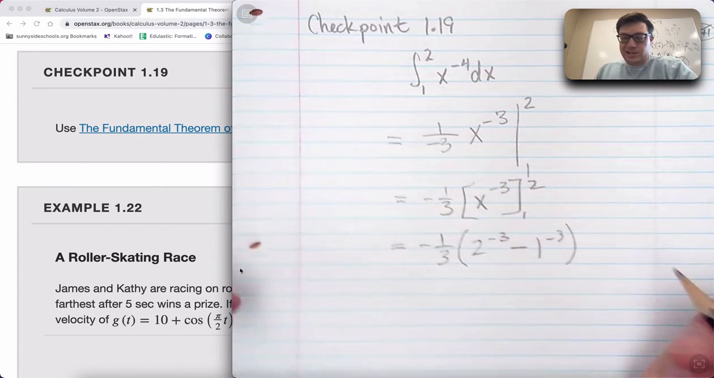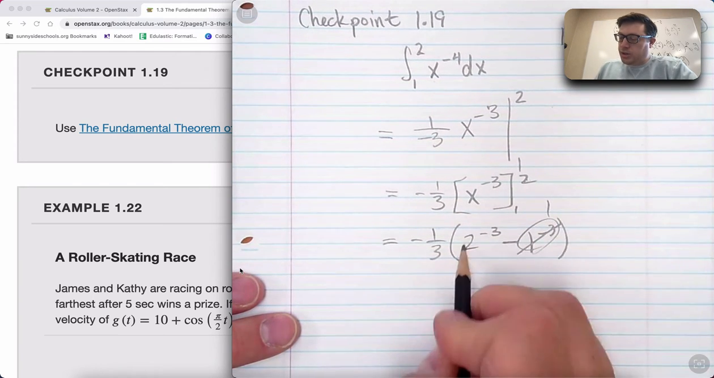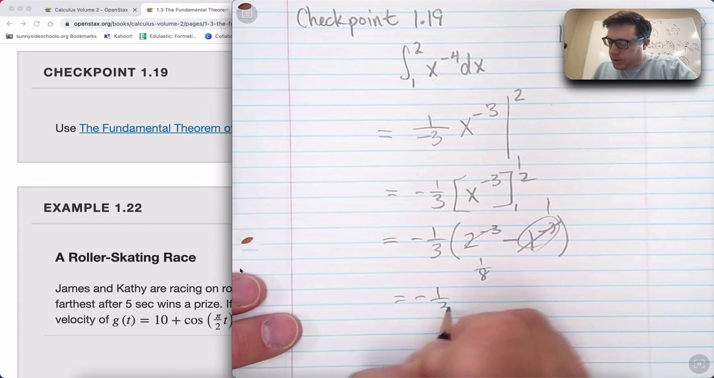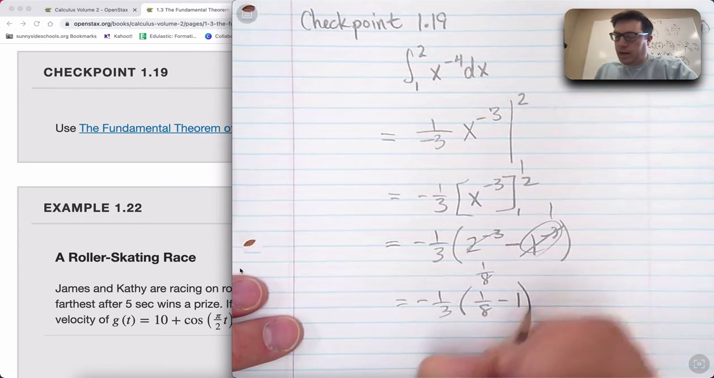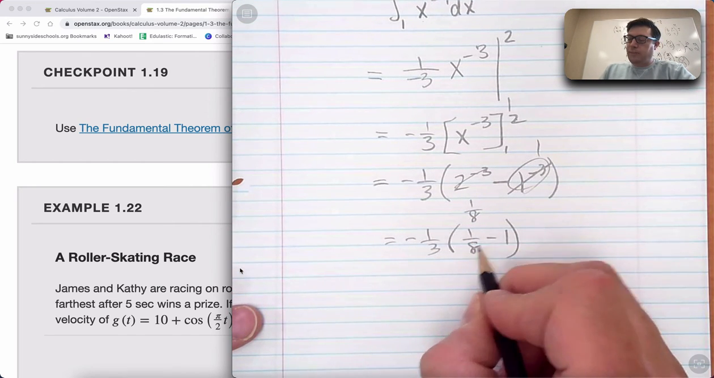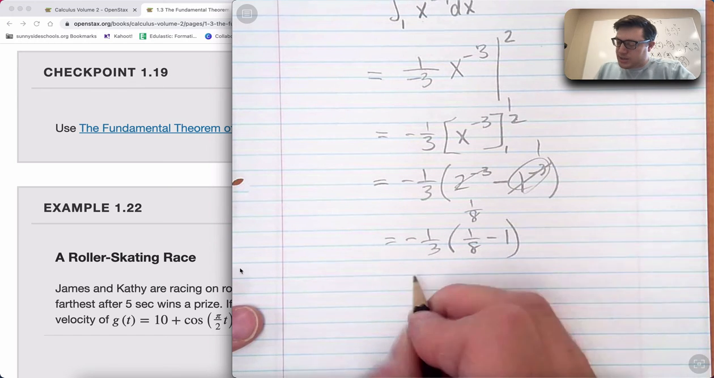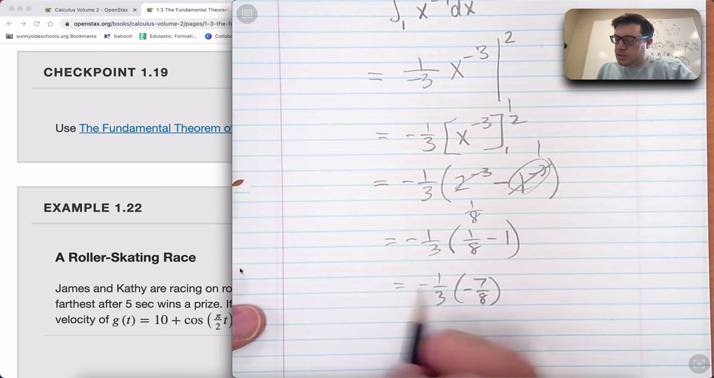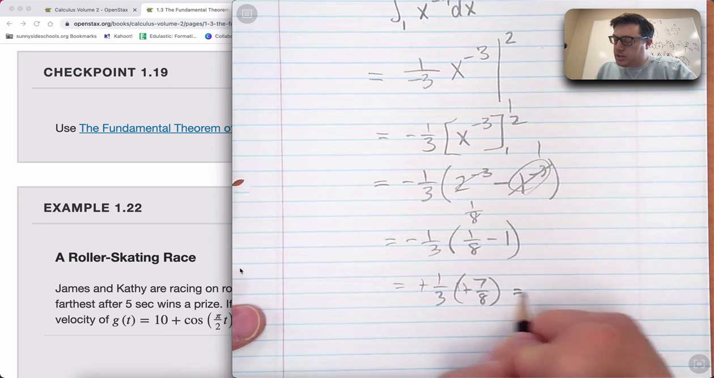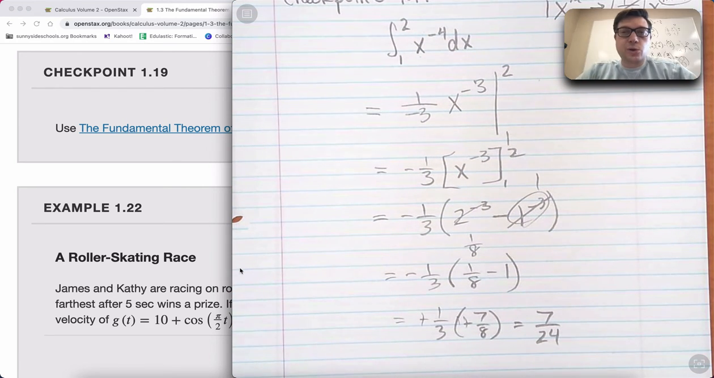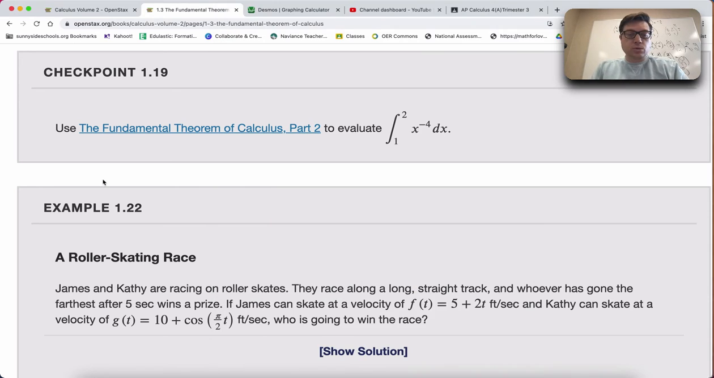1 to the negative 3rd is 1. 2 to the negative 3rd is 1 over 8. So we're left with negative 1/3 times 1 over 8 minus 1. And continuing further to evaluate 1 over 8 minus 1, that would be negative 7/8. So negative 1/3 times negative 7/8. Multiply straight across. The negatives cancel. You're left with 7/24. If along the way you feel like you've made a mistake, you can probably see that negatives are going to be a problem. Factors and constant multiples are going to be a problem.